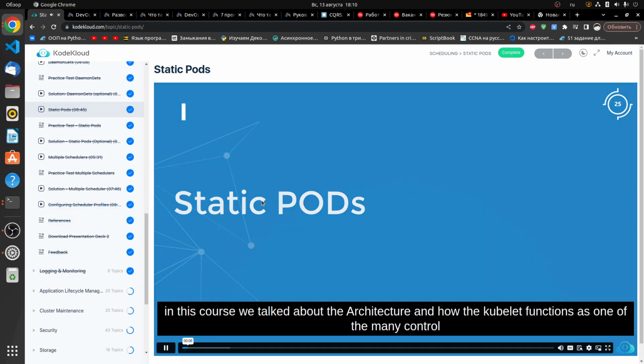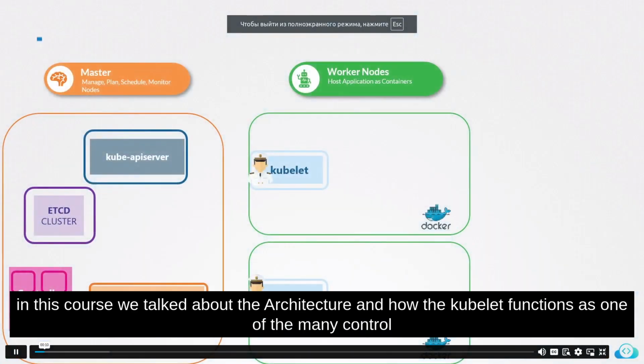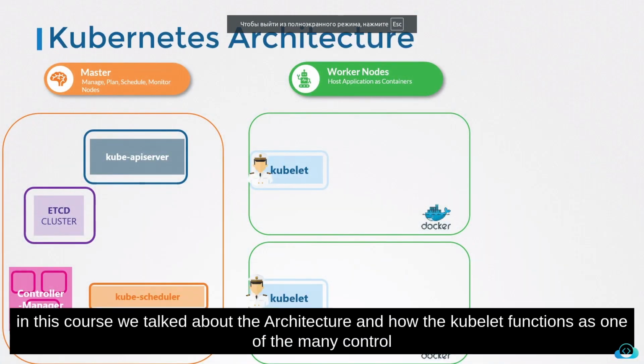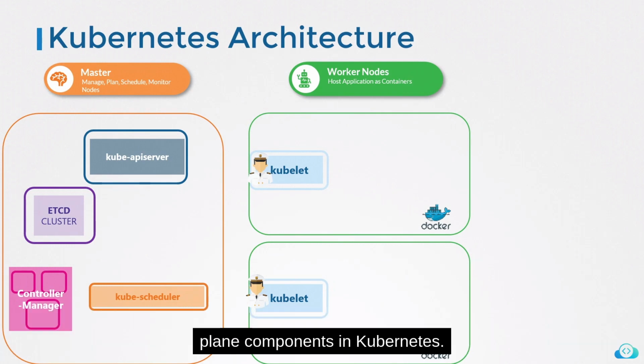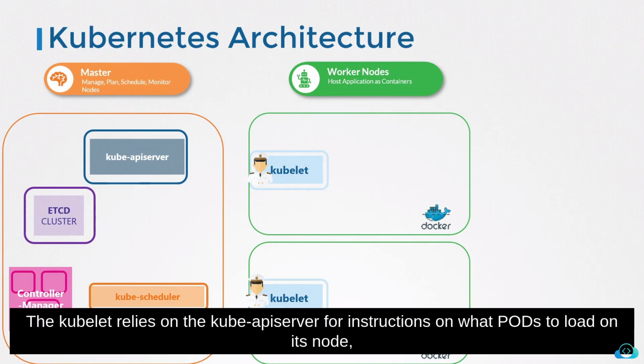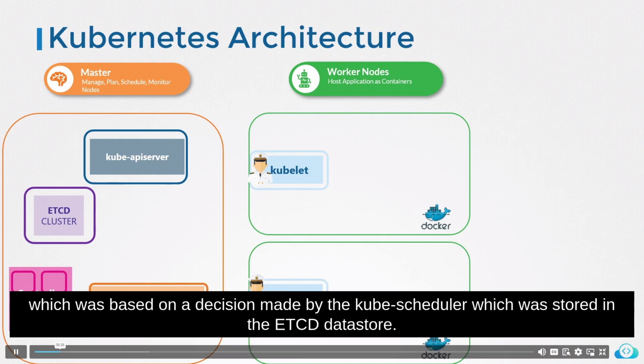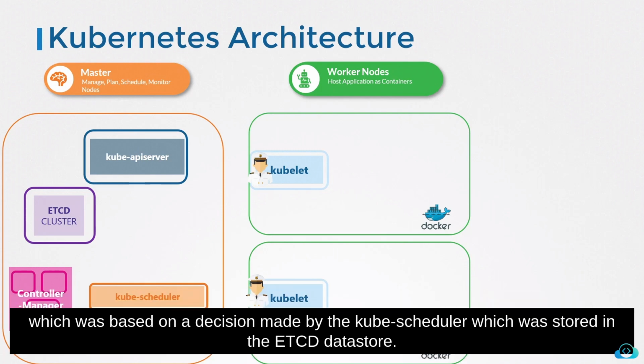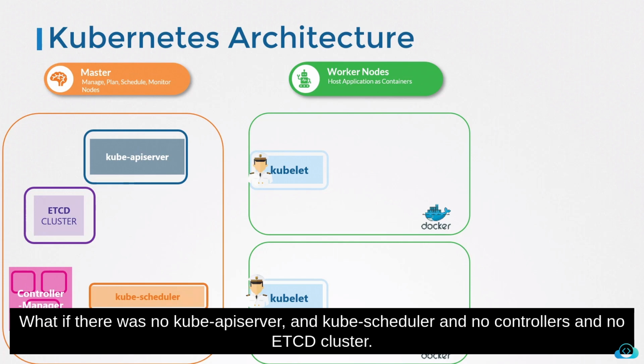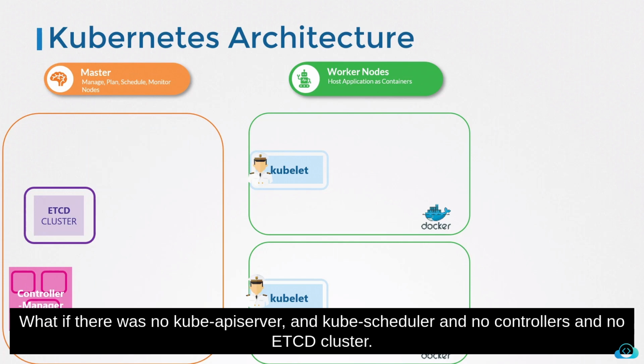Earlier in this course, we talked about the architecture and how the kubelet functions as one of the many components in Kubernetes. The kubelet relies on the kube API server for instructions on what pods to load on its node, which was based on a decision made by the kube scheduler, which was stored in the etcd data store. What if there was no kube API server and kube scheduler and no controllers and no etcd cluster?